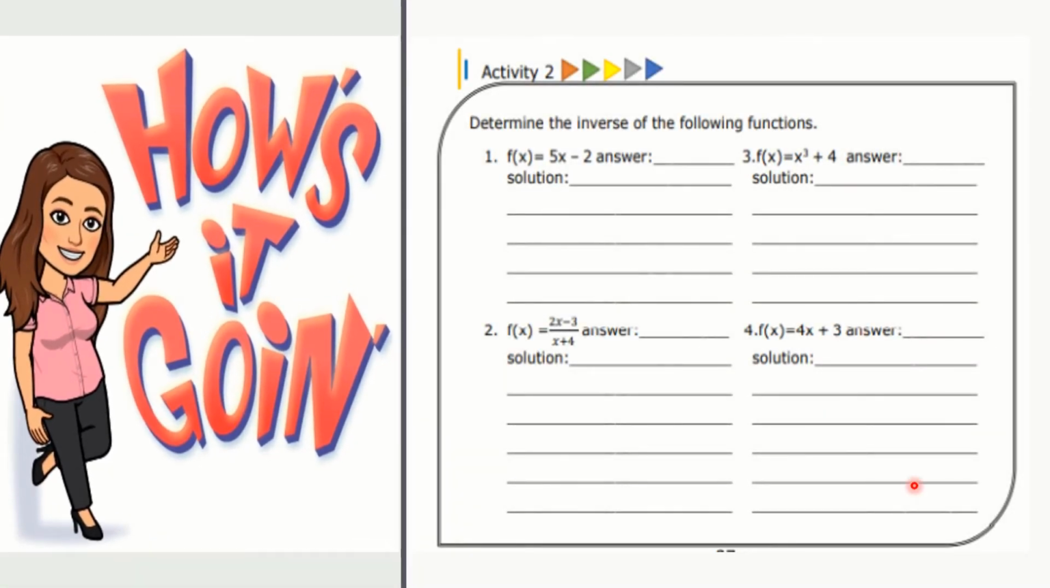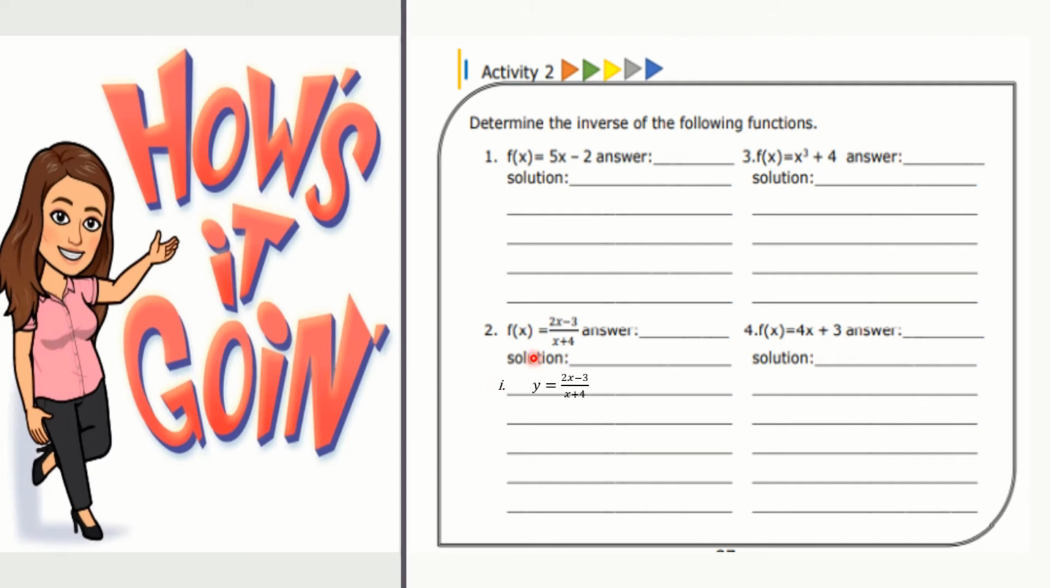Activity 2 is where we put into practice what we have just learned. Again, similar to activity 1, we will focus on explaining even numbers because later on you will be solving the odd numbers yourselves. So let's start with number 2. f of x is equal to (2x minus 3) over (x plus 4). We are to determine the inverse of the following functions. Again, if you're familiar, this is a rational function.